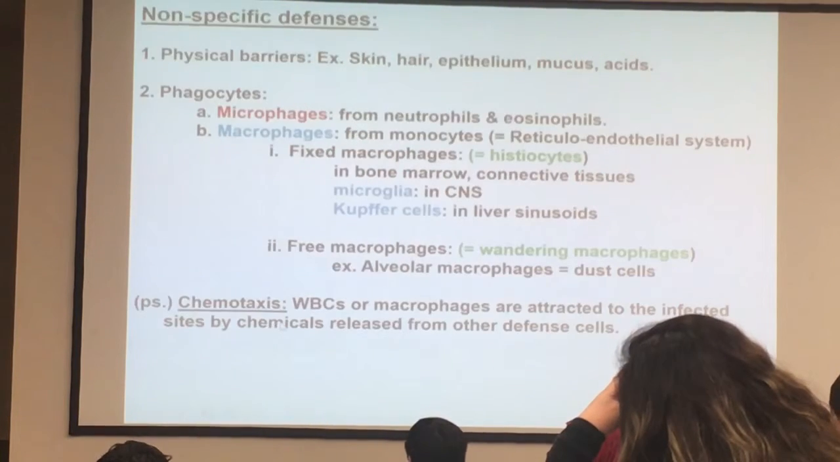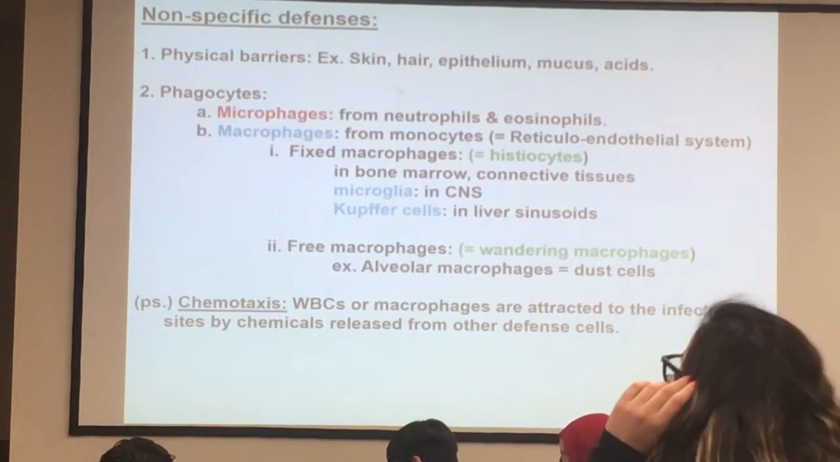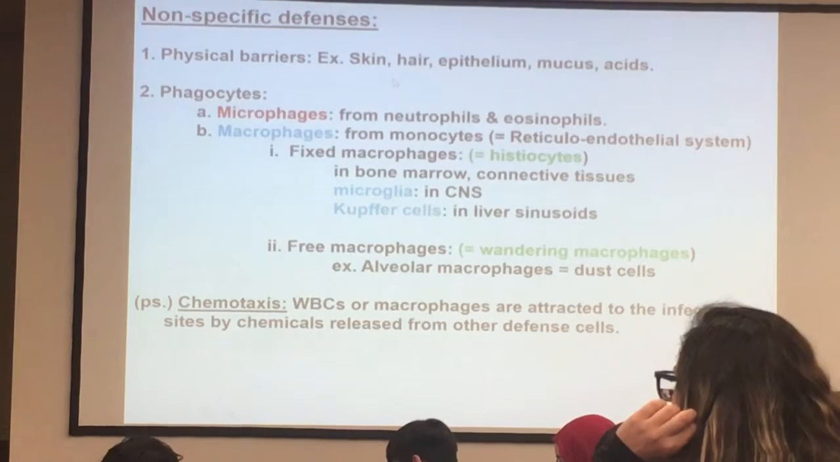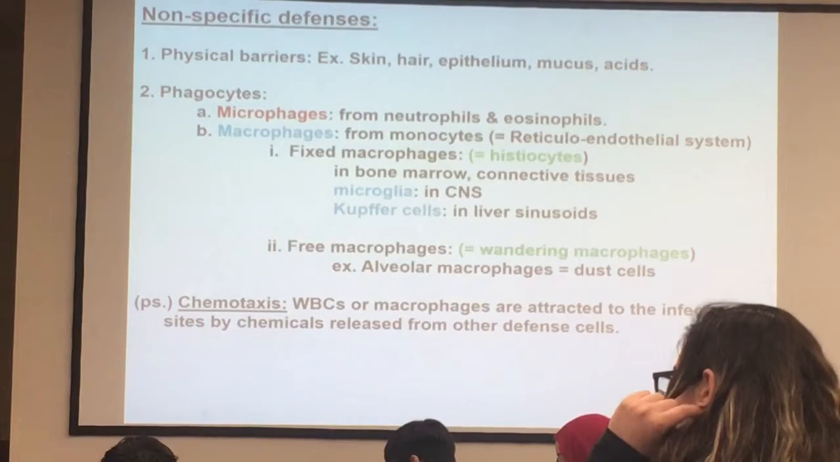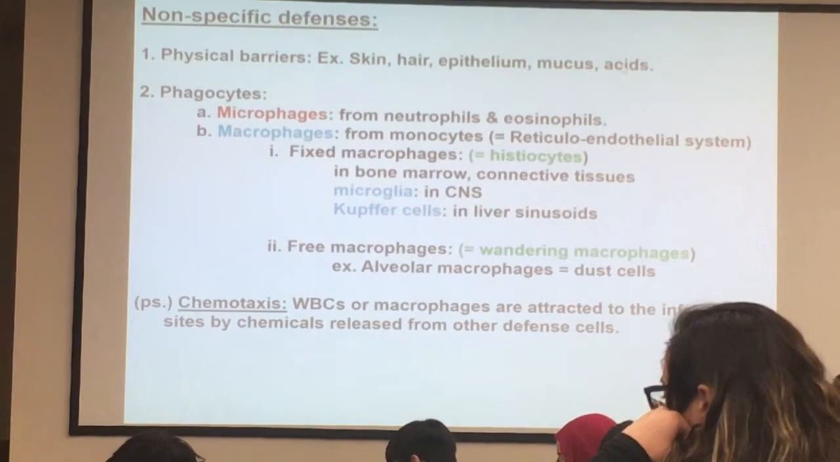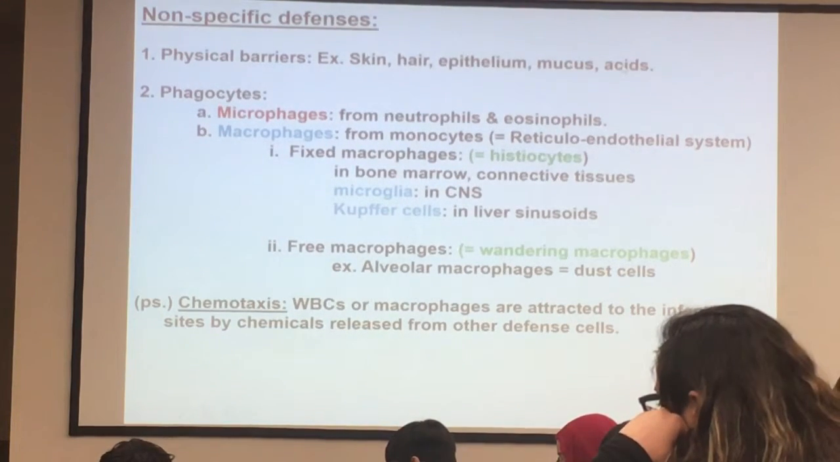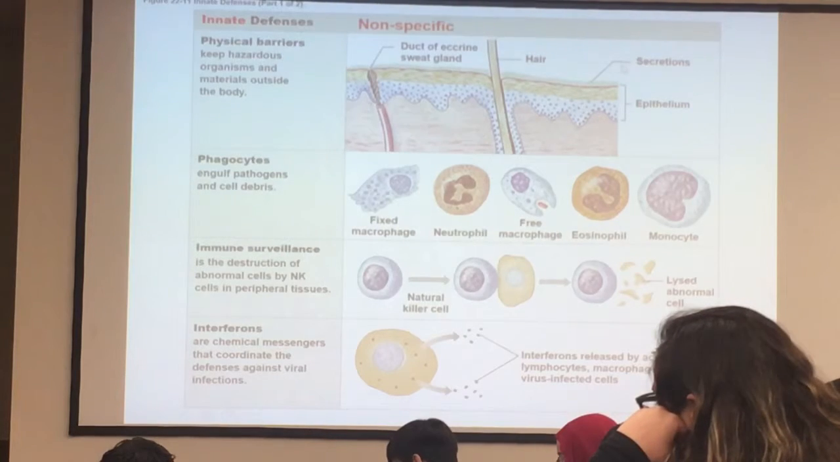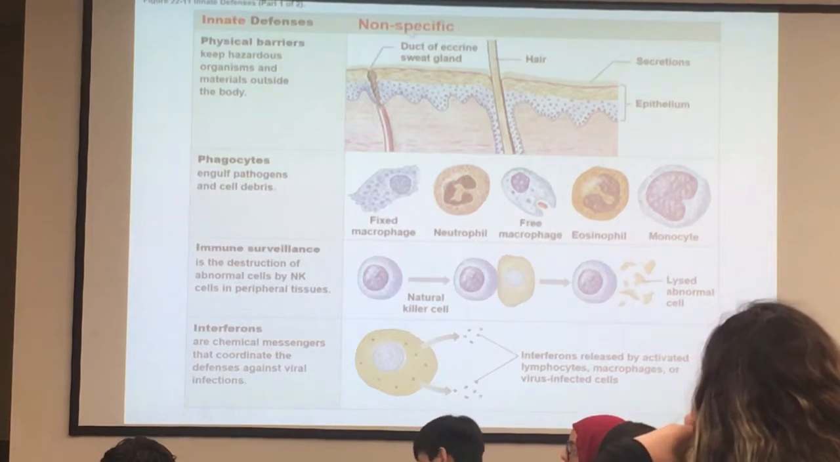Okay. Let's take a look at this. The first one is physical barrier. Skin is one, hair, epithelium cell, mucus, acid on the surface. I'll show you the figure. Okay, the first one, non-specific.